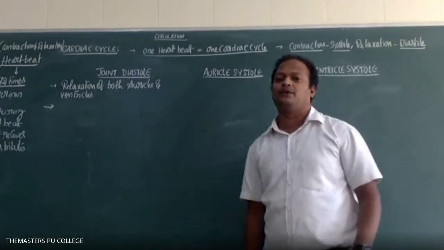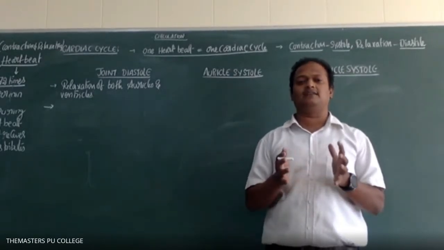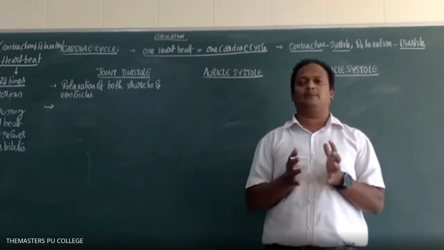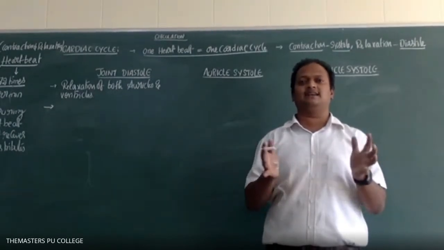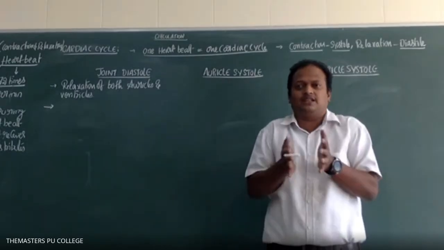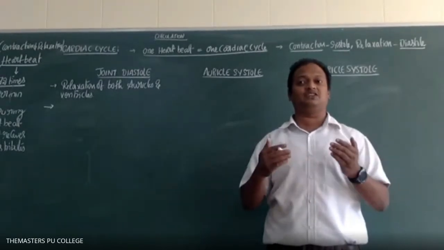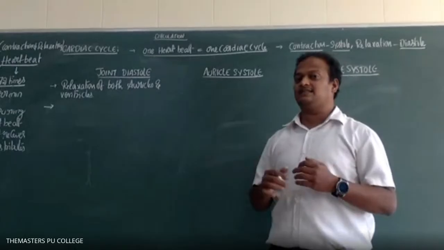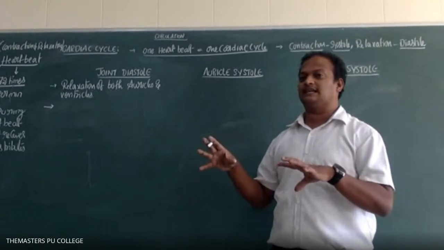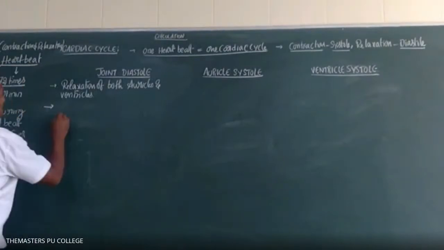Now, by the relaxation of both auricles and ventricles, is the volume increased or decreased? By relaxation, the volume increases. Once volume increases, the pressure decreases, in auricles and also in ventricles. Okay, write down. Next point.